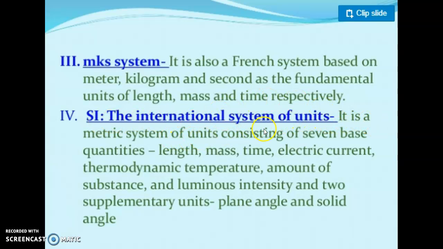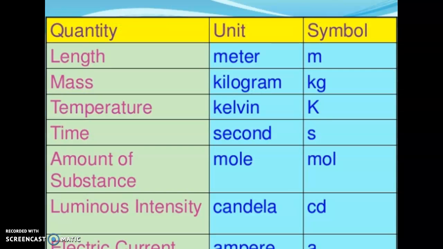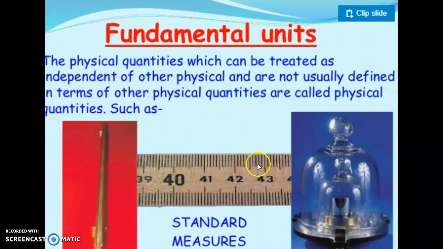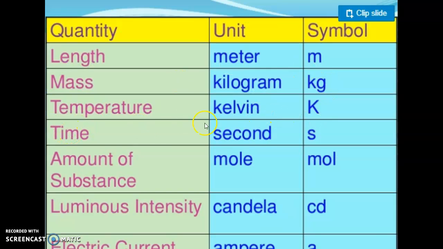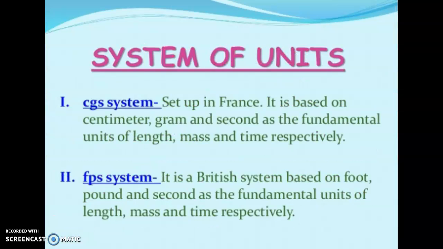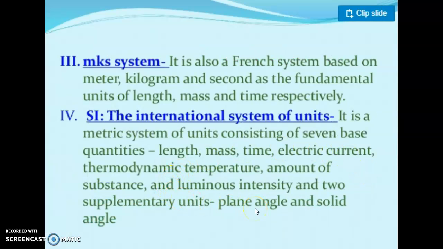It is a metric system of units consisting of 7 base quantities that are length, mass, time, electric current, thermodynamic temperature, amount of substance, luminous intensity, and 2 supplementary units, plane angle and solid angle. Here are the SI units: length, meter. It was discussed earlier in the video also: mass, kilogram, temperature Kelvin, time second, amount of substance mole, luminous intensity candela, electric current ampere, and the 2 supplementary units: plane angle we measure in radian and solid angle we measure in steradian. The difference between plane angle and solid angle is that plane angle is 2D and solid angle is 3D.